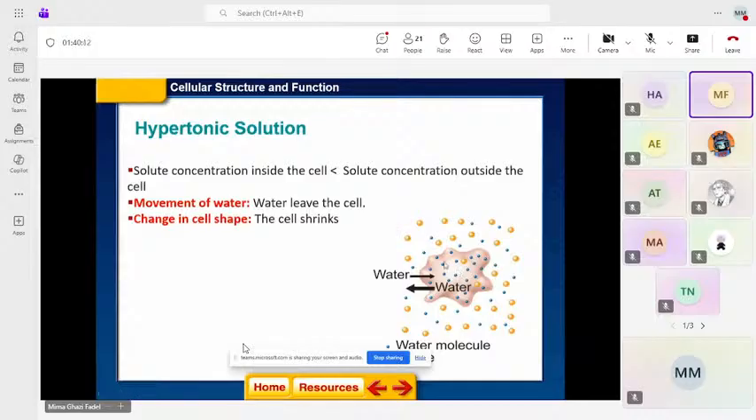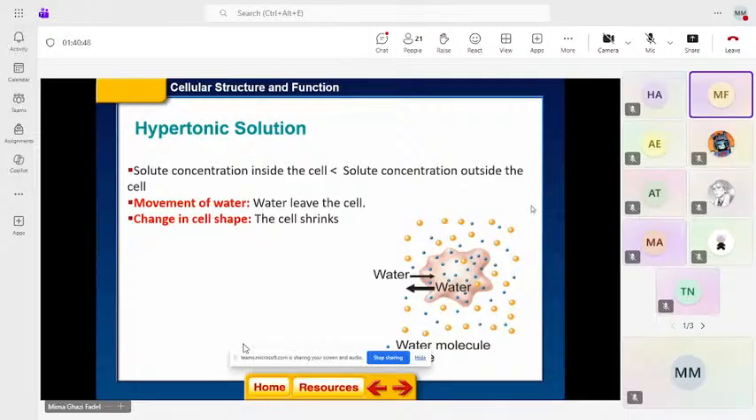But just in case you have a hypertonic solution that is concentrated, we need to see the movement of water and the change in the cell shape. This is the cell. How does the cell change shape and how does the water move? By looking at the cell placed in the solution, we said that the solution is hypertonic. Hyper, a lot, meaning much concentrated in solute.